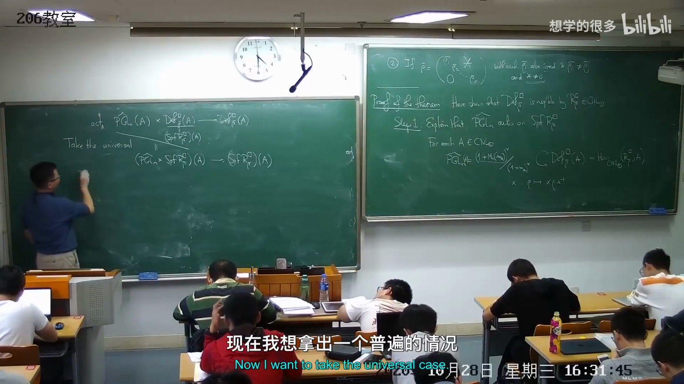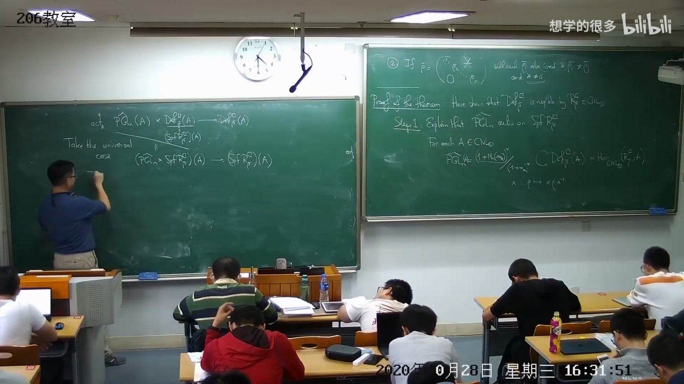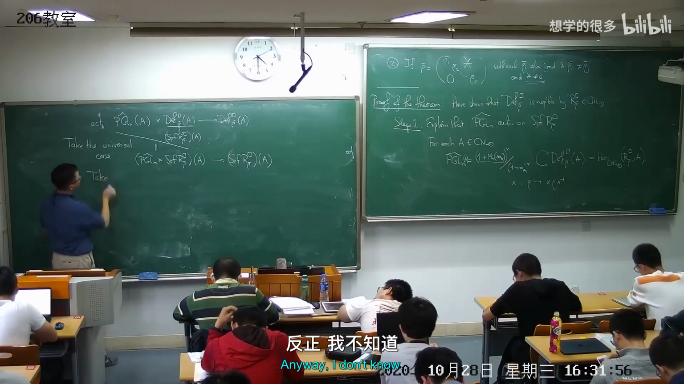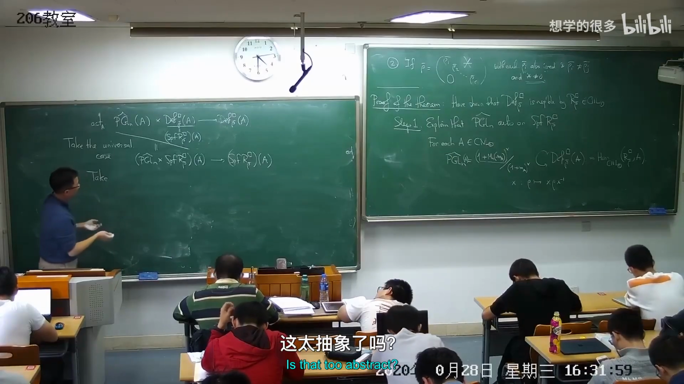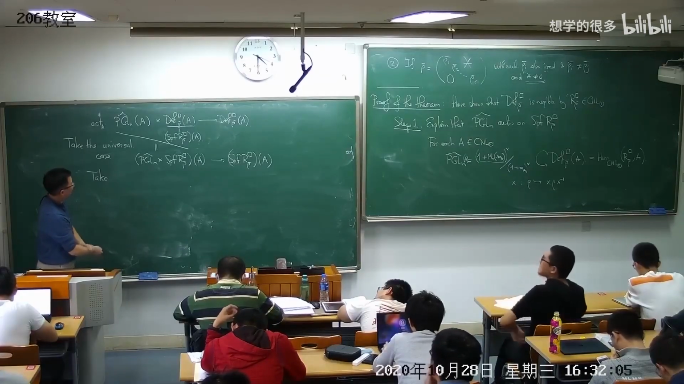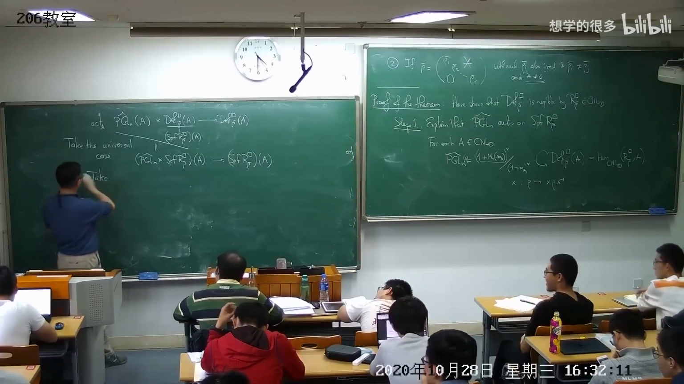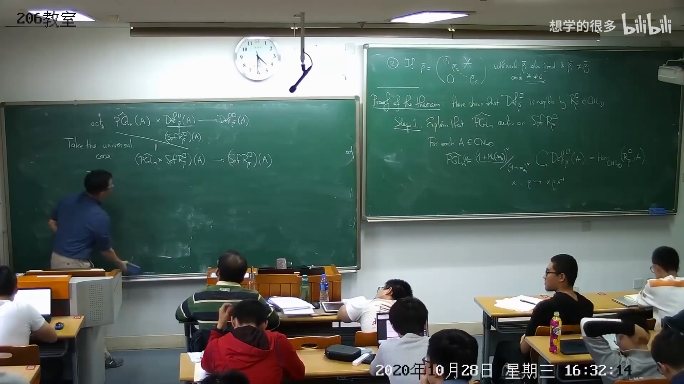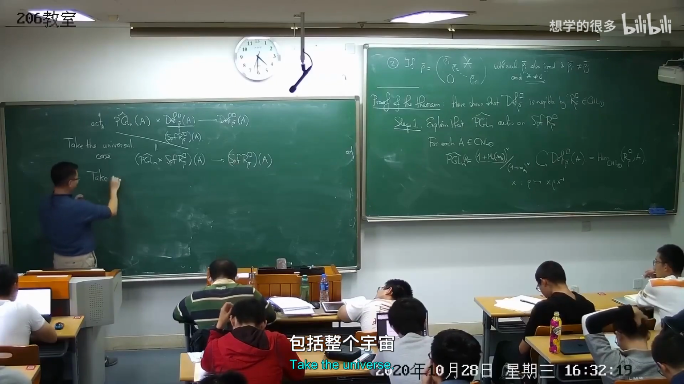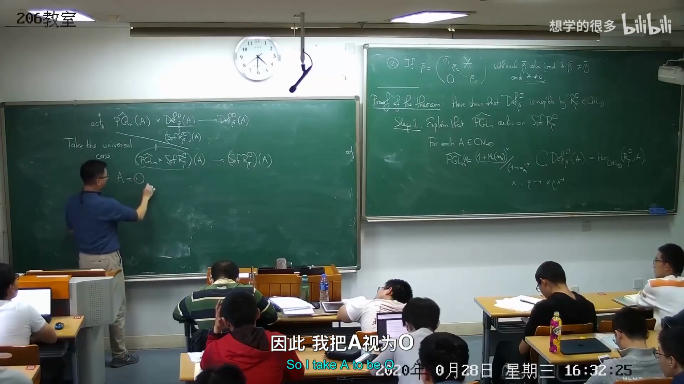Now I want to take the universal case, where I take A to be just this. Is that too abstract? Okay, anyway, do not hesitate, just go. Take the universal case. So that means I take A to be the structure ring on this one. So I take A to be O.